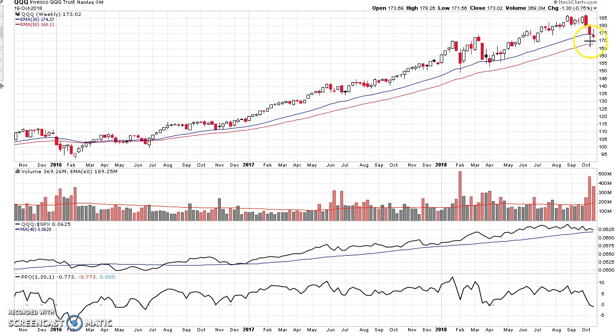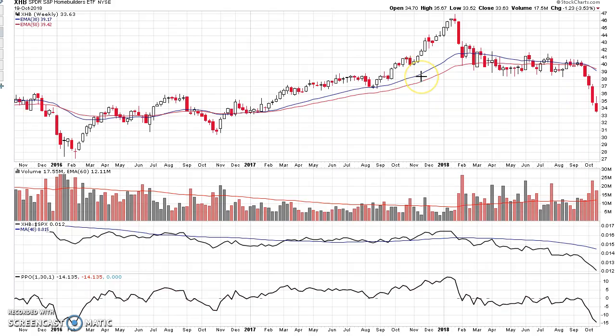If QQQ takes out 170, I think that's going to be super bearish because above 170, we're technically still in an uptrend. And this is going to be a support test of the January and February highs. So if we take out 170, this market's in serious trouble. Tech stocks have been leading the market, tech stocks and cannabis. So if tech stocks roll over, then we're in trouble.